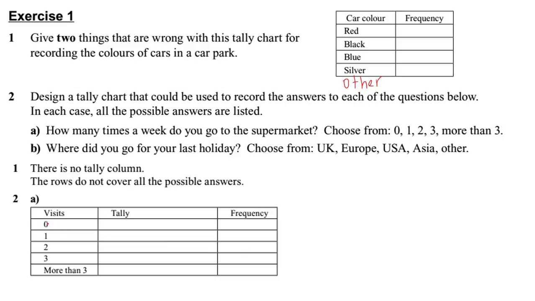So 0 visits means that that person doesn't go to the market. And if you put more than 3, there could be people who will go there 4 times, 5 times, and so on. So that row will cover for that. Okay. And then you do the same with part B, likewise.